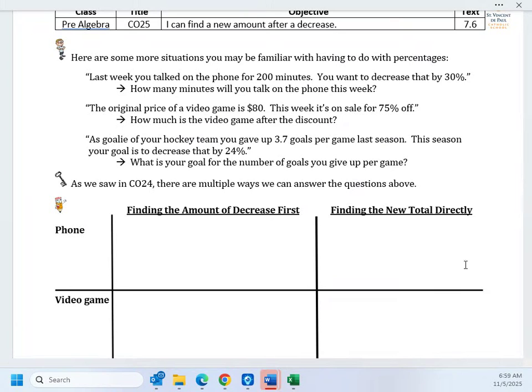I can find a new amount after a decrease. This is very similar to CO24. I can find a new amount after an increase, but when we were increasing, we were adding. Now we are decreasing, so we're going to be subtracting. So that's our big difference from what we were doing yesterday to what we were doing today. So if you did good on the last objective, you should be able to figure this one out pretty easily.